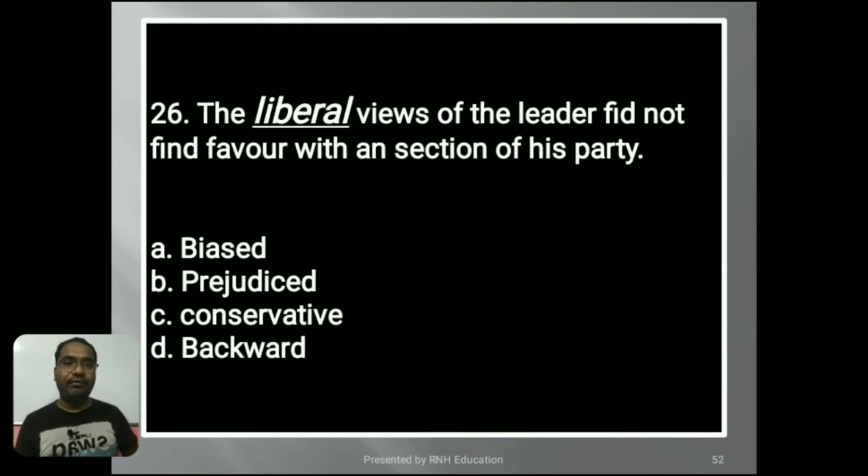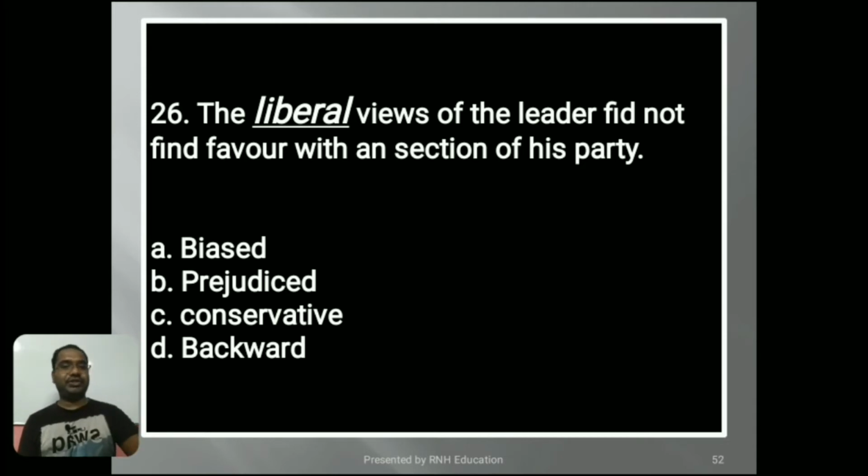The liberal views of the leader did not find favor with a section of the party. Sorry, there is a typing error, it should be did not. Options are A, biased; B, prejudiced; C, conservative; and D, backward.